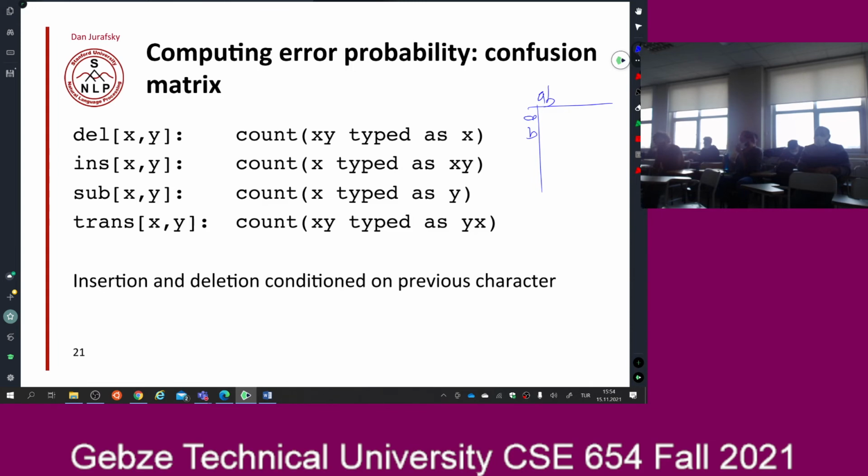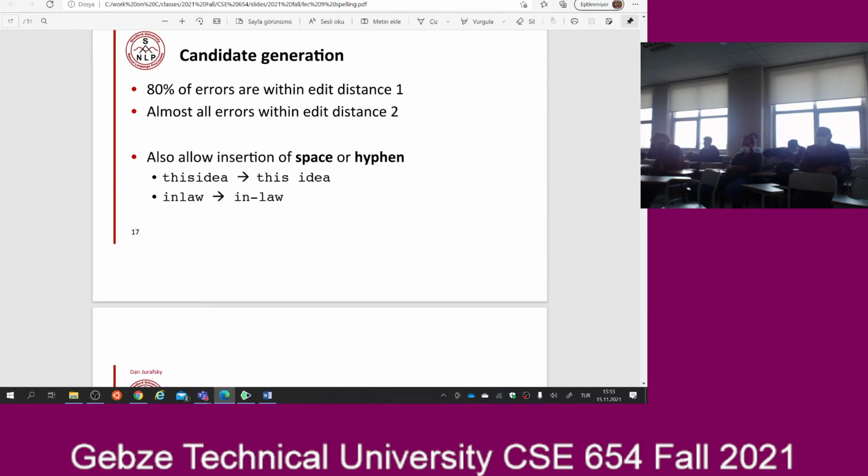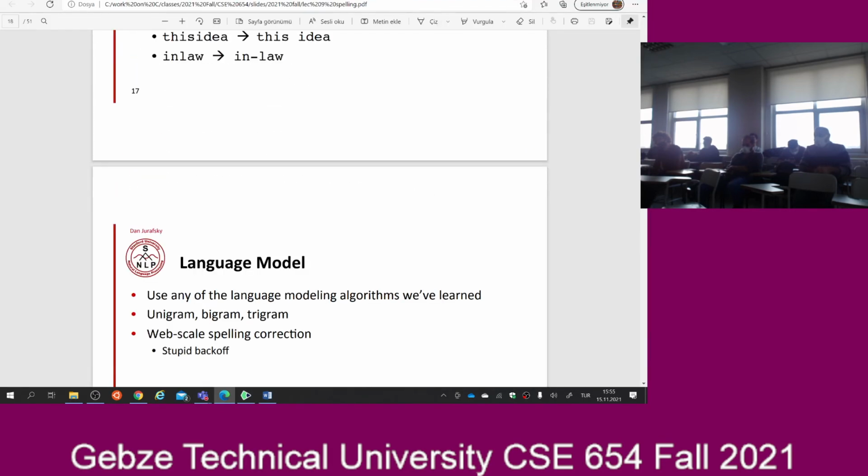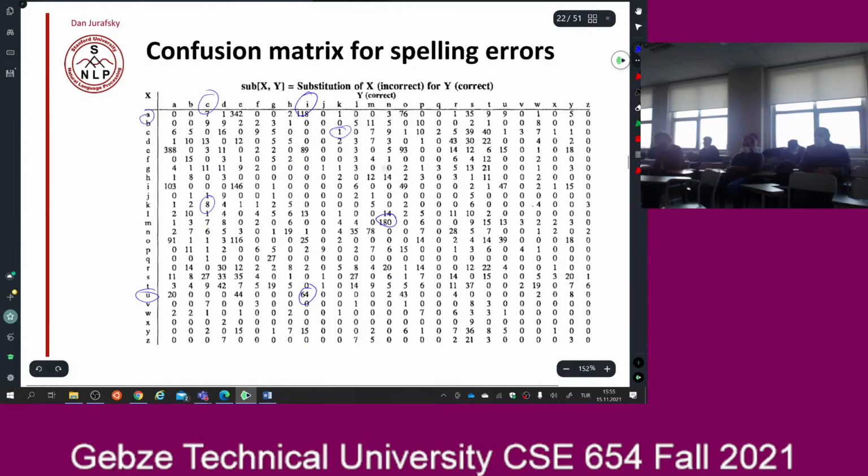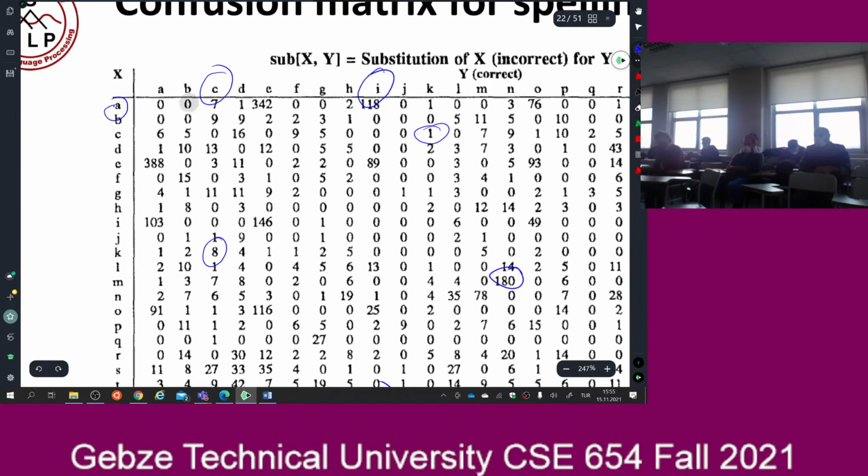Should the substitution table be symmetric? No, because X typed as Y and Y typed as X are different. Instead of X, I typed Y. Instead of Y, I typed X. Those are different. So let's go back to this table again. So it is different. AB is 0, BA is 0.